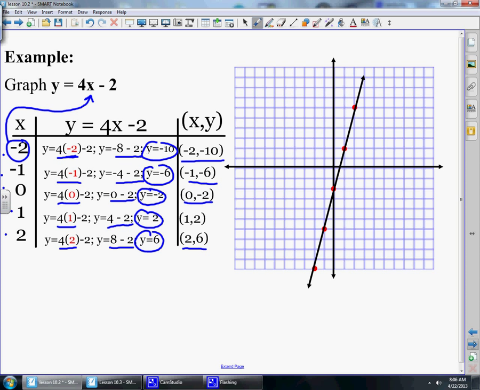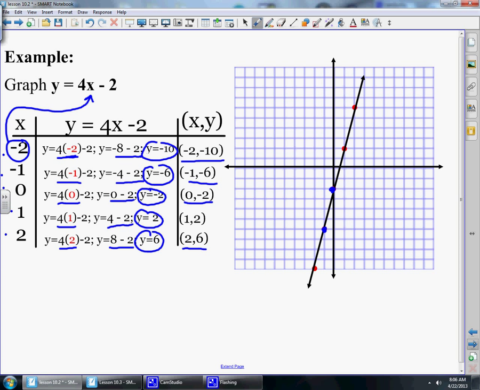So I'm going to graph (-2, 10). I start at the origin, 2 to the left, 10 down. Here's the first point. And then we go to (-1, 6): 1 to the left, and 6 down. Here's the second point. And then (0, 2): 0 to the left or right, and 2 down.